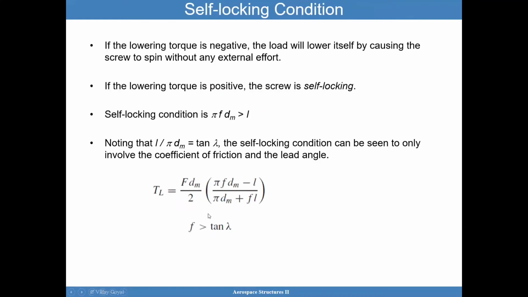So there is a condition for the frictional coefficient that can allow us, with the correct mean diameter, to provide a self-locking condition. We also note that L over pi dm is tangent lambda. So the self-locking condition can be seen to only involve the coefficient of friction and the lead angle. Again, we realize very quickly that we can determine when the self-locking condition can occur.